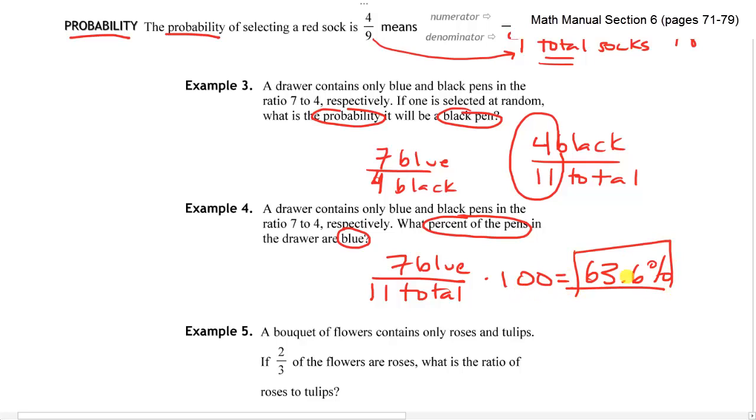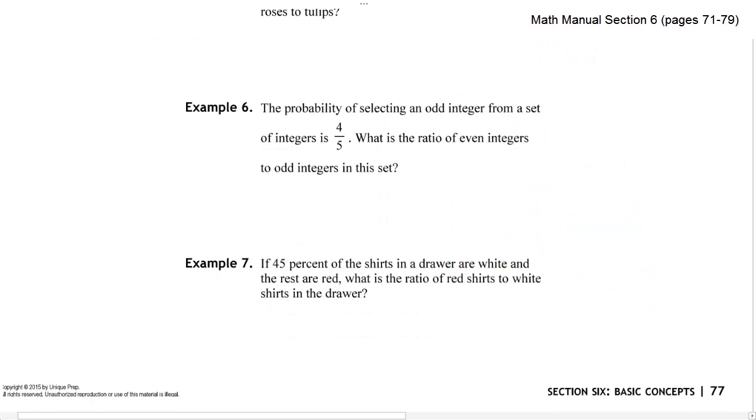We could have also set up a proportion. 7 out of 11 equals what out of 100. It's the same exact solution, just written slightly differently.